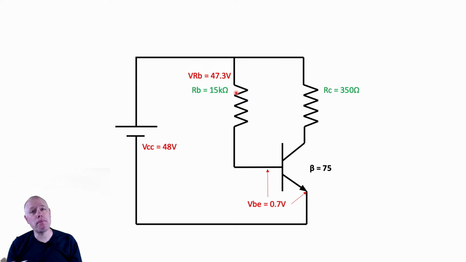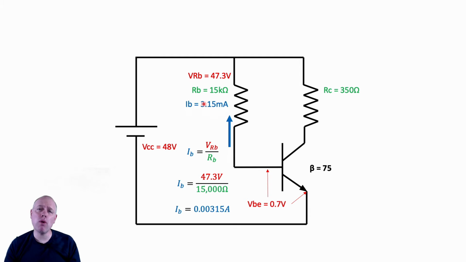Now we're going to get our base current. How do we do that, you ask? Ohm's law. 47.3 divided by 15,000 is going to give us our answer of 3.15 milliamps. Next step, just like we've done before, we take our base current times our beta.